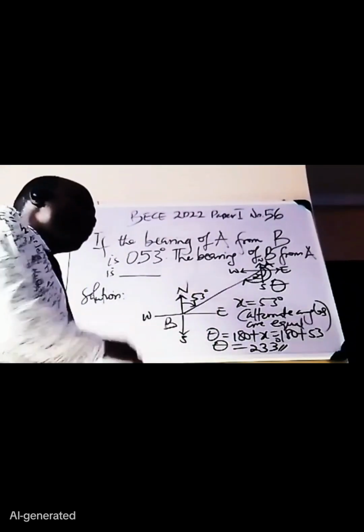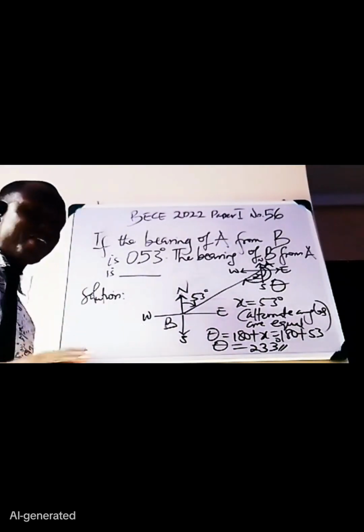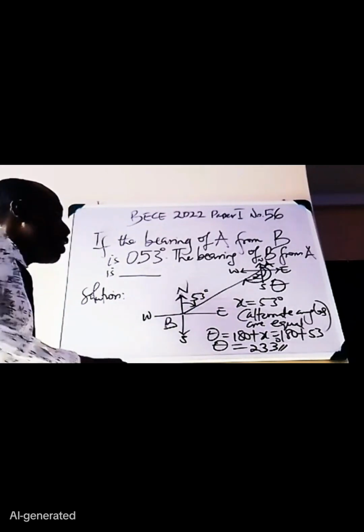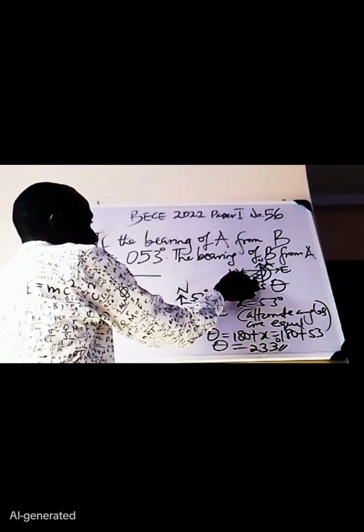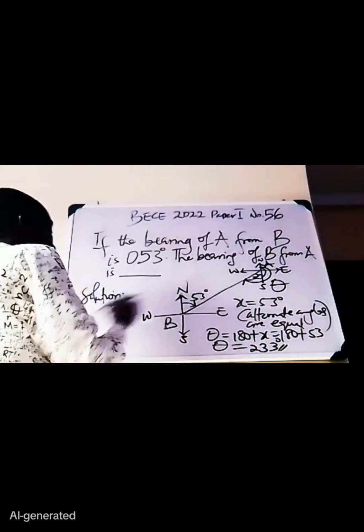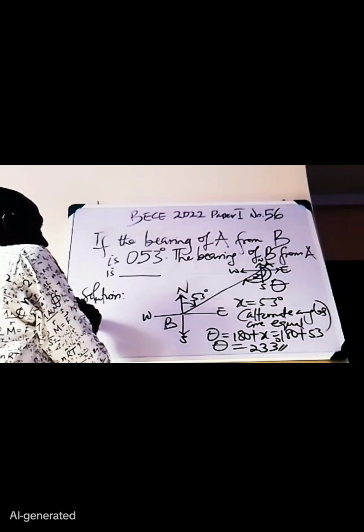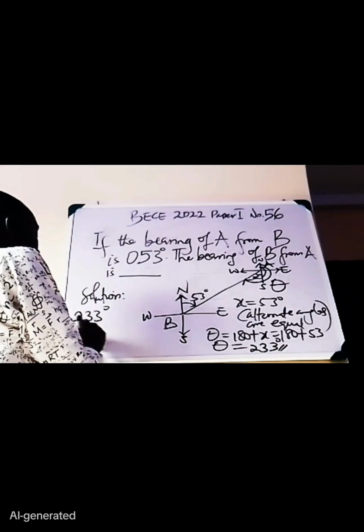But if we want to put it in the compass bearing form, yes, or the cardinal form, then we are going to look at where this angle is. If you watch from here to here, it is heading to the west. So it will be south. That means 233 degrees is equal to south.